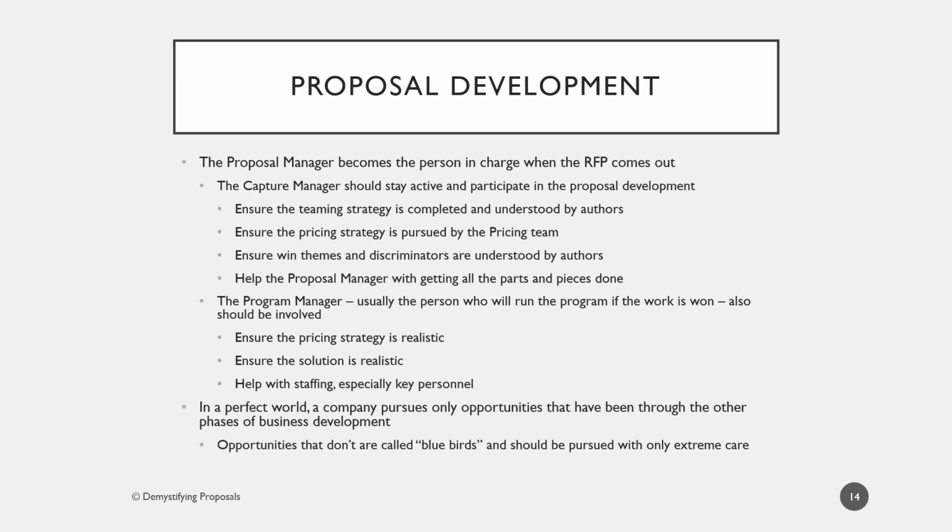Usually during the capture phase, we've come to understand what the budget from the government might be, and we need to make sure that whatever we're going to bid matches that. That's the pricing strategy. They also need to make sure that the win themes and discriminators that they developed in the capture phase are understood by the authors and captured in the proposal. And they need to help the proposal manager with getting all the parts and pieces done. It's usually a pretty quick turn, and all the help is necessary to get it done.